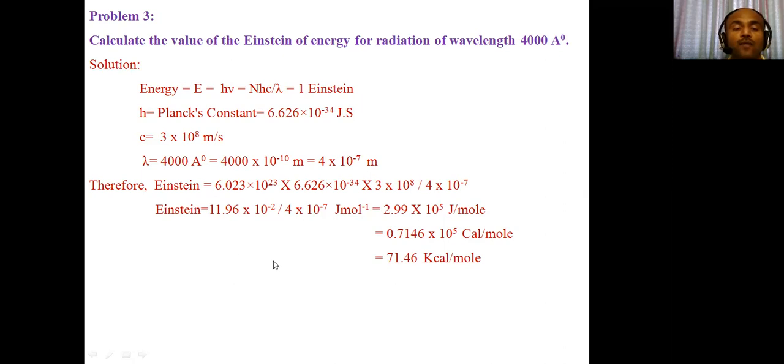Now here we have to calculate the value of E. Therefore, E is equal to NhC upon lambda. This is NhC divided by lambda. Now after solving, we get this final answer. The value of Einstein is equal to 2.99 into 10 raised to 5 joule per mole, or 0.7146 into 10 raised to 5 calorie per mole, or otherwise we can convert it into kilocalorie, that will be 71.46 kilocalorie per mole. Okay, so all these are the conversions of this Einstein into different units: joule per mole, calorie per mole, and kilocalorie per mole.